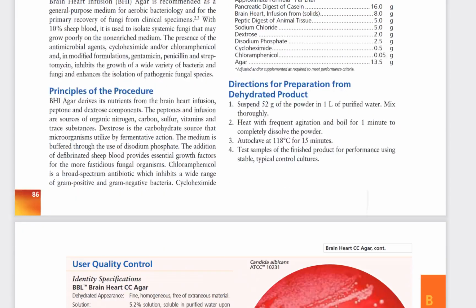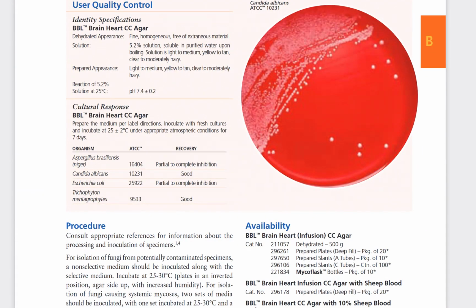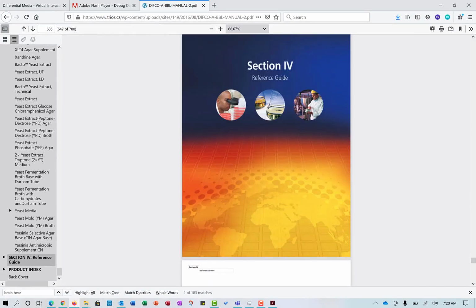And it tells you how to make it, and also what organisms grow in it, and what they look like, and incubation temperature, other additives, and so on. So it's really, really interesting information. Again, there are different types of media, but this resource really tells you pretty much everything. At the end, it gives you a reference guide as well.